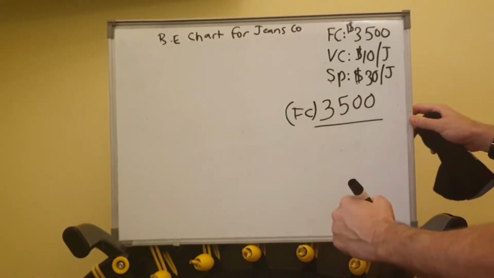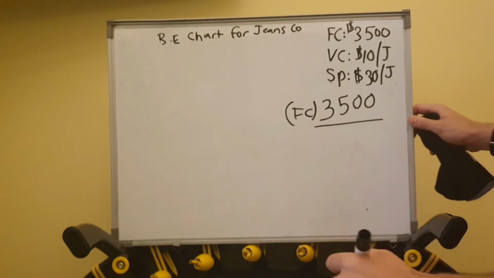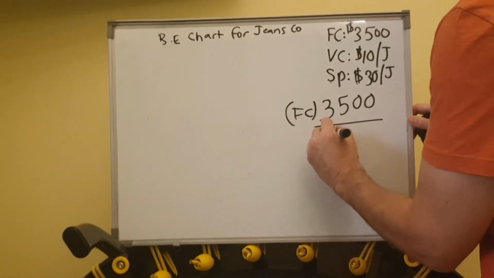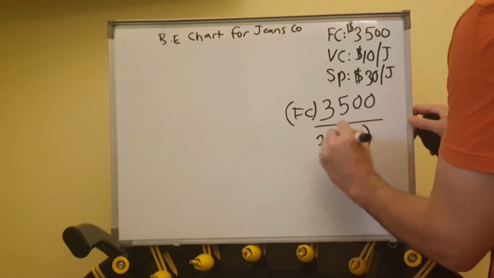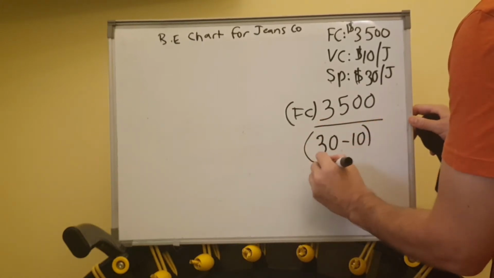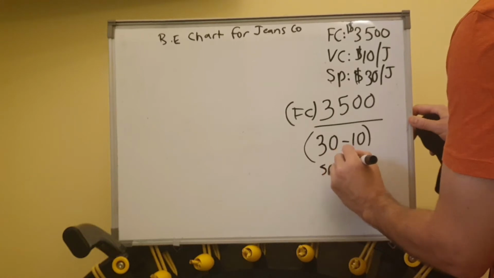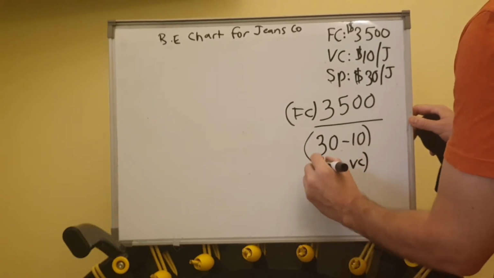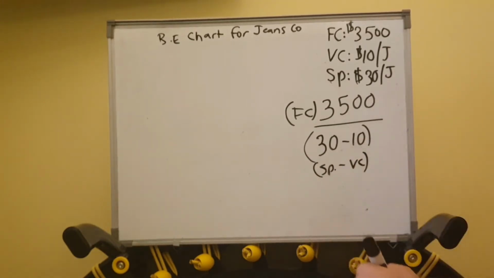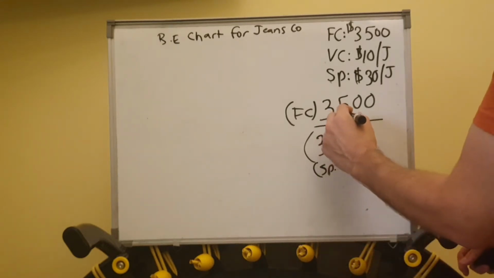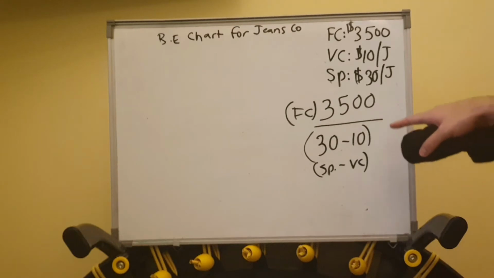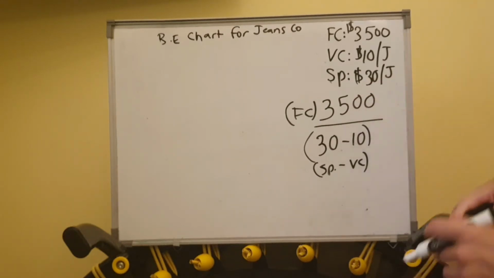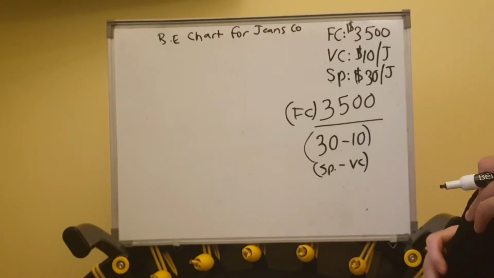$3,500 needs to be paid off. Every time we make a sale, we sell it for $30, but it costs us only $10. So that's your selling price minus your variable cost, also known as contribution per unit. So we have all the numbers we need there to figure out how many of these bad boys we have to sell before we get that $3,500 of fixed cost covered.